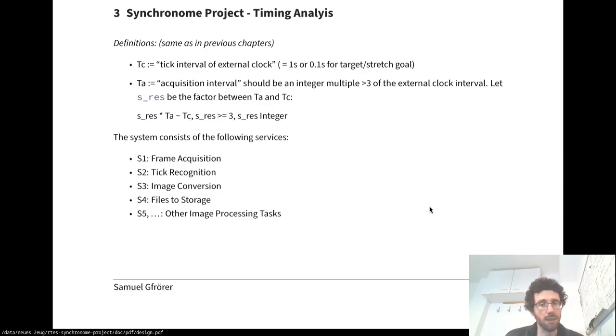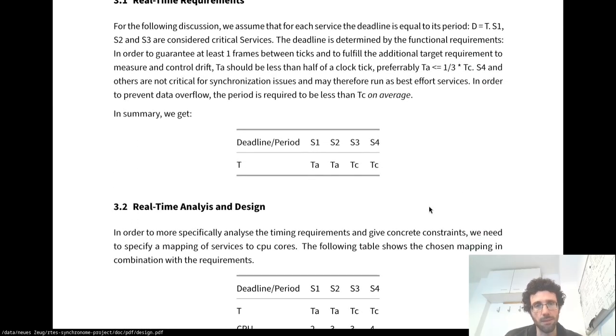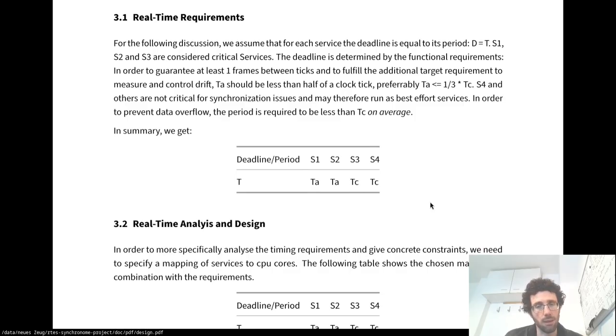A real-time system is a system where services have to meet certain deadline constraints in order for the system to work properly. And therefore I should prove that the services in this system always meet their deadlines under all circumstances. And the deadlines are actually simply the same as the intervals at which each service is being run. And the interval follows from the requirements and the system design.